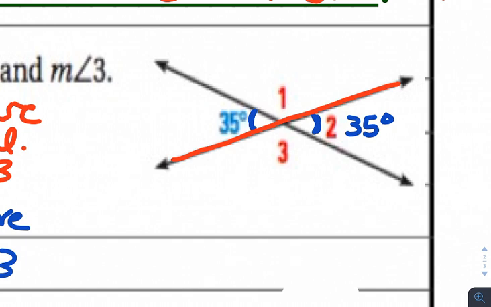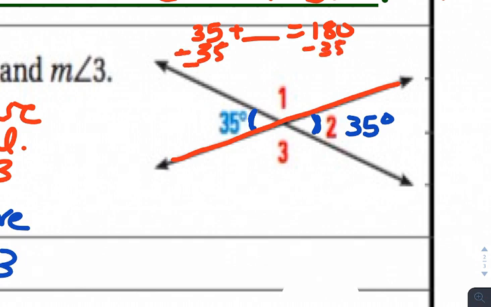So we can subtract 35, and so angle 1 has to be equal to, let's see, this is 7, 1, that's a 5, 4, 1. So this is equal to 145 degrees, which means its vertical pairing, this guy down here at angle 3, must also be 145 degrees. Okay.